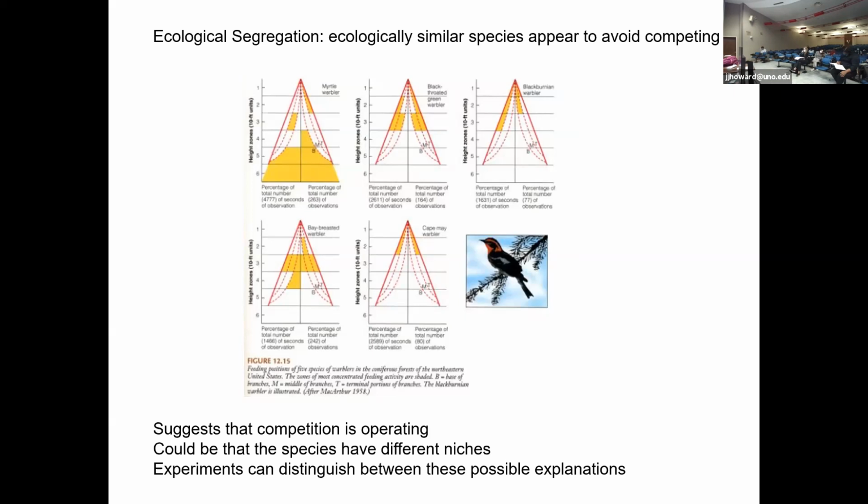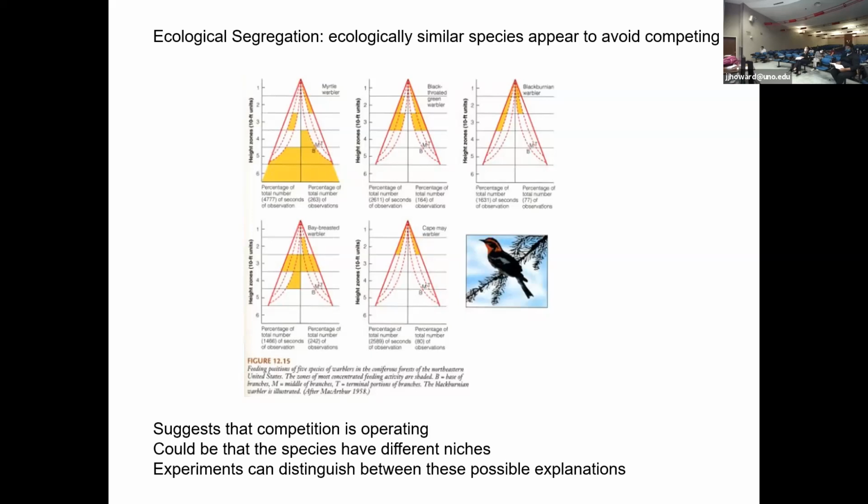So this is a study from the doctoral dissertation of Robert MacArthur, who is one of the most influential ecologists in the history of ecology. This was his dissertation in the forests of New England, and it was on 5 species of warblers, because he was a bird watcher, basically. And he looked at where these 5 species, which are so similar that they are indistinguishable to people who don't practice, feed in the pine trees of New Hampshire.